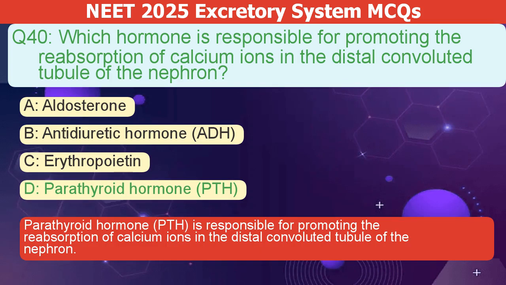The correct answer is D. Parathyroid hormone, or PTH, promotes calcium ion reabsorption in the kidney's distal convoluted tubule.